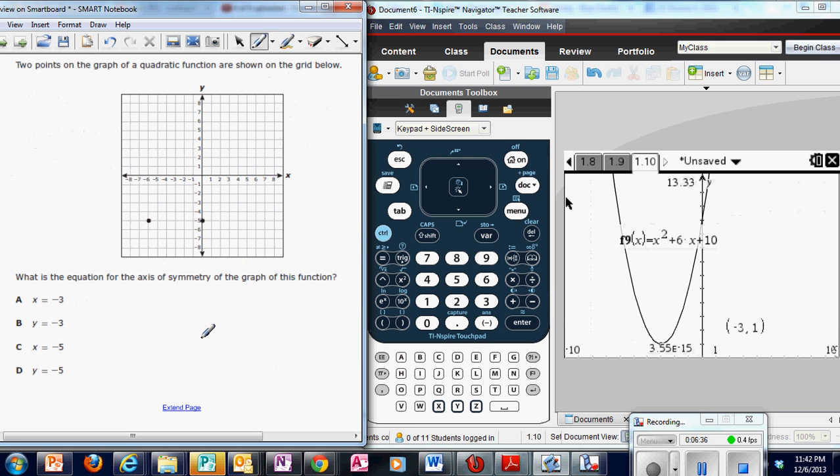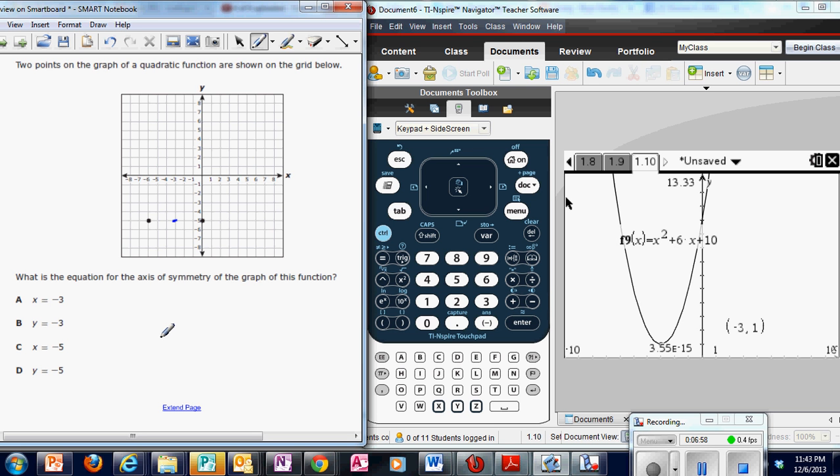So if these 2 points are on the quadratic, it's going to be smack dab in the middle. So if I count, I have 1, 2, 3, 4, 5, 6. Then I need to be in the middle, 3. Now, why would you need the calculator?